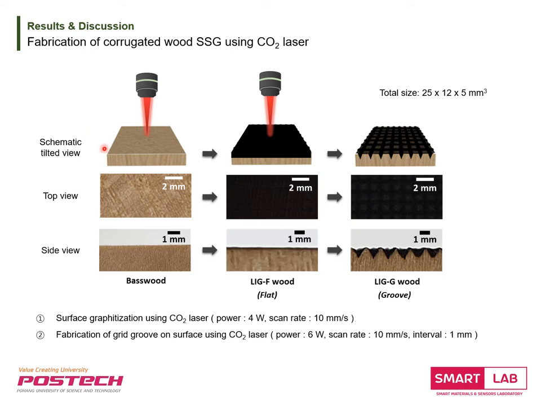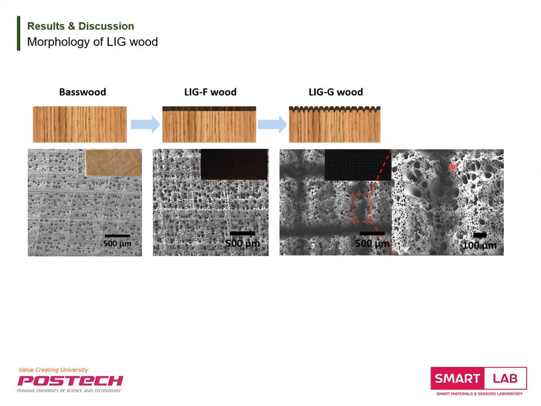Basswood was first irradiated by the CO2 laser all over the top surface with lower power to fabricate a light absorbing layer by surface graphitization. Then grid grooves were fabricated with higher laser power. The morphology of LIG wood was studied with SEM. A few to 100 micrometer sized vertical microchannels are retained even after repeated laser irradiation. The microchannels can facilitate the water transport. LIGF wood has a smooth surface like basswood, and LIGG wood has grooves in a square grid.